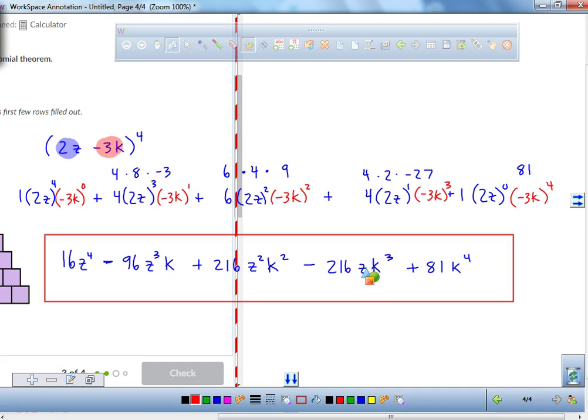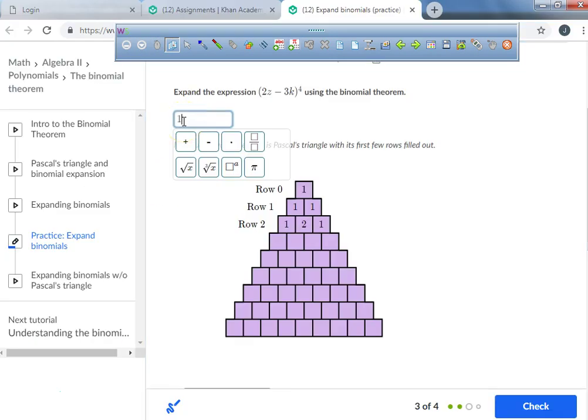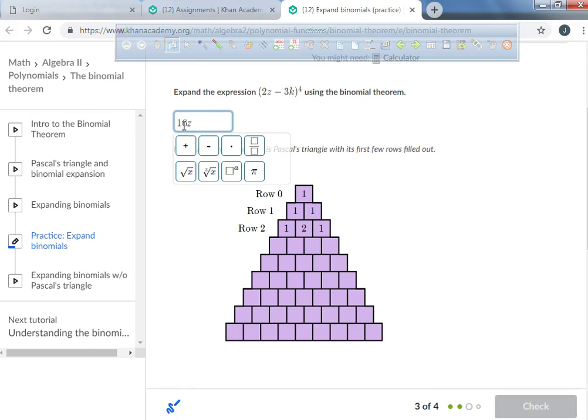All right, so here we go. Let's type this in. Hopefully somebody has this down so I don't have to memorize it. 16 z to the fourth, minus 96 z to the power of 3 k, plus 216 z squared k squared, minus 216 z k to the power of 3, plus 81 k to the power of 4.